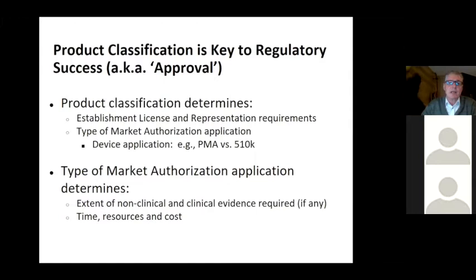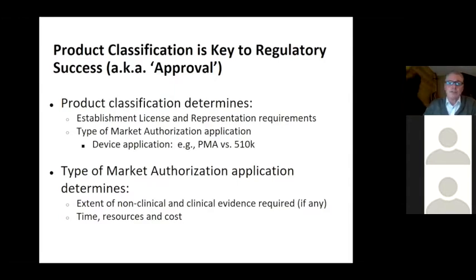As an example, in the US, is your device application going to be a very extensive, long, and intense pre-market application document, which can be literally thousands of pages of data? Or is it going to be a 510(k), which is usually a far more brief summary of your product, its manufacturing, and a comparison to other products that are currently on the market? Those have very different composition and very different timelines for review.